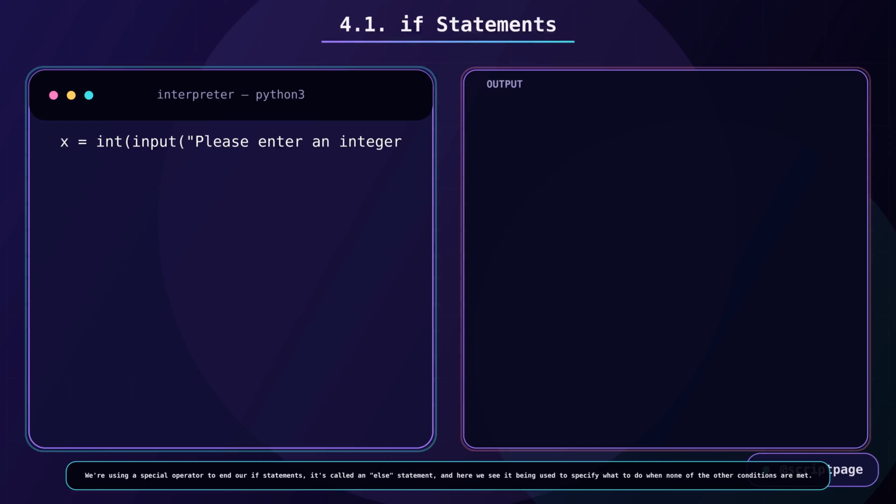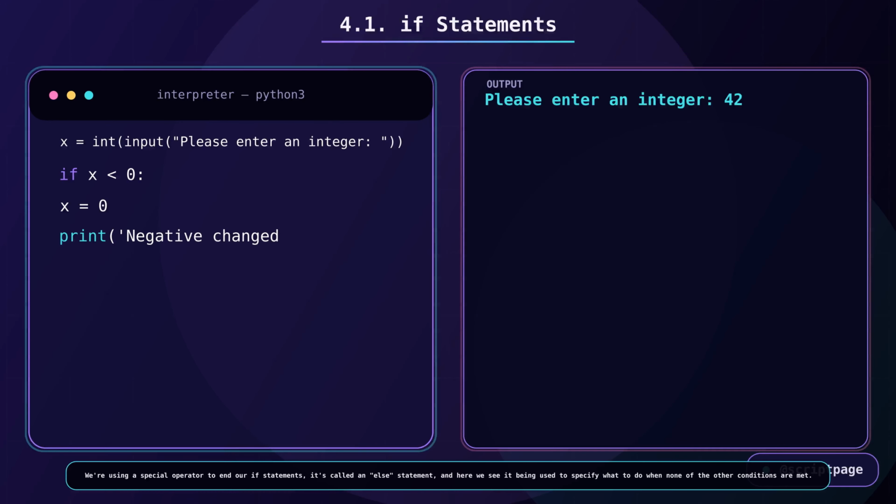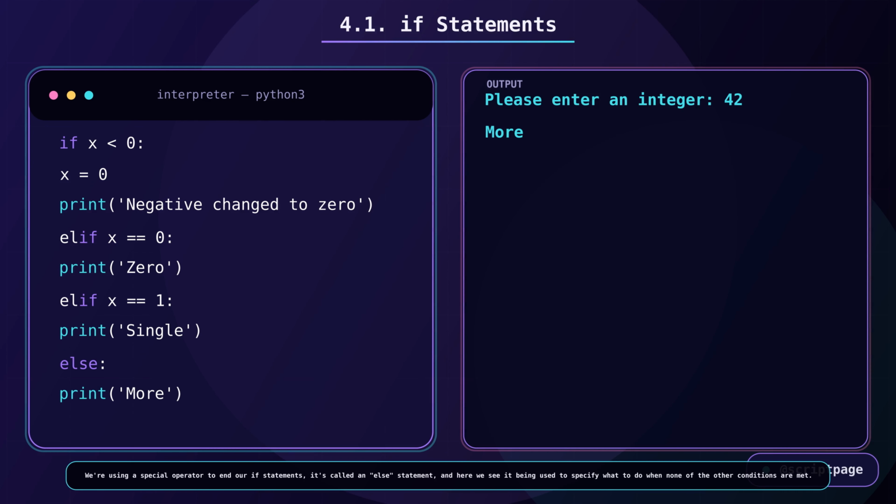We're using a special operator to end our if statements. It's called an else statement, and here we see it being used to specify what to do when none of the other conditions are met.